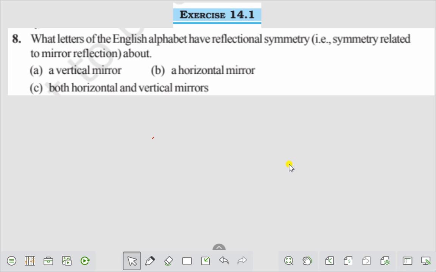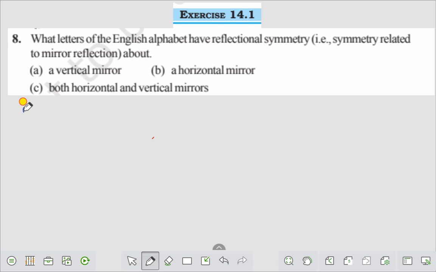Hello everyone, today we'll discuss exercise 14.1 question number 8. What letters of the English alphabet have reflection symmetry? The symmetry related to mirror reflection about a vertical mirror, a horizontal mirror, both horizontal and vertical mirrors. Let us first find in vertical mirror. Now first of all solve question number A.